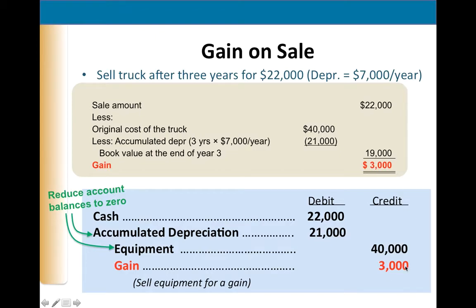That's a gain. Or another way to think about it, look at the book value. So your truck is 40,000 minus 21,000 equals $19,000. So you believe on your books your truck is worth $19,000. But how much were you able to sell it for? 22. So you sold it for a gain, for a higher amount of $3,000.